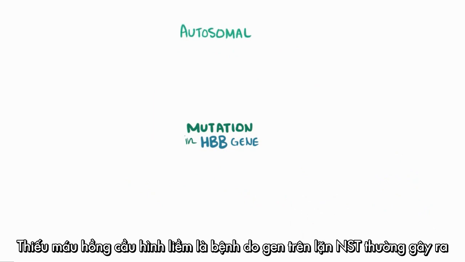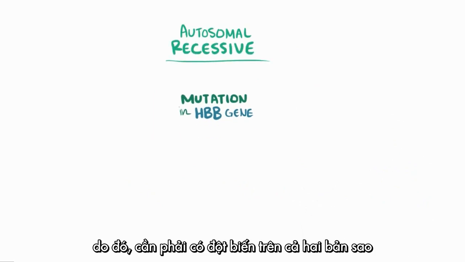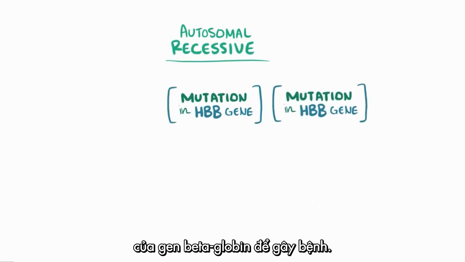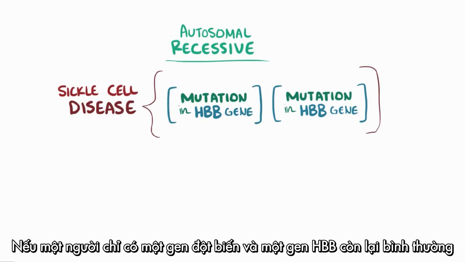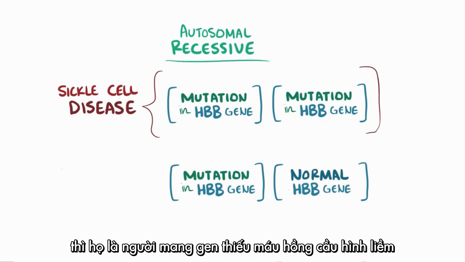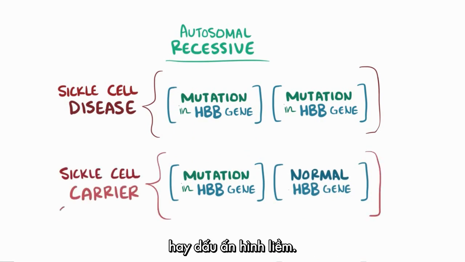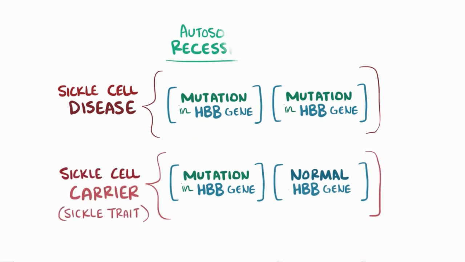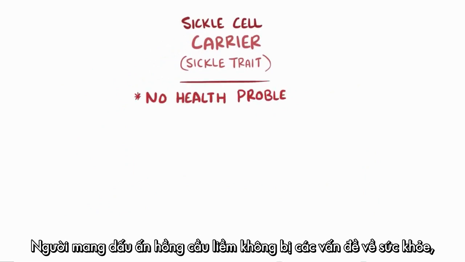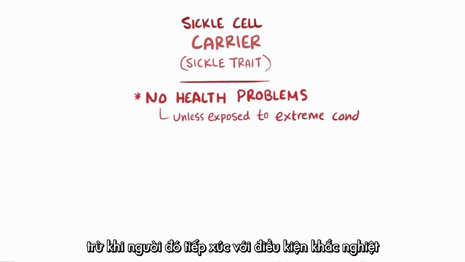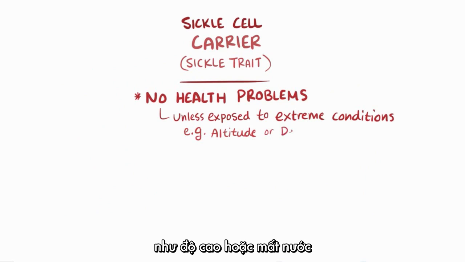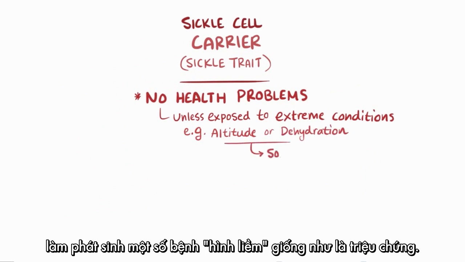Sickle cell is an autosomal recessive disease, so a mutation in both copies of the beta globin gene is needed to get the disease. If the person has just one copy of the mutation and one normal HBB gene, then they're a sickle cell carrier, also called sickle trait. Having sickle trait doesn't cause health problems unless the person's exposed to extreme conditions, like high altitude or dehydration, where some sickle cell disease-like symptoms can crop up.